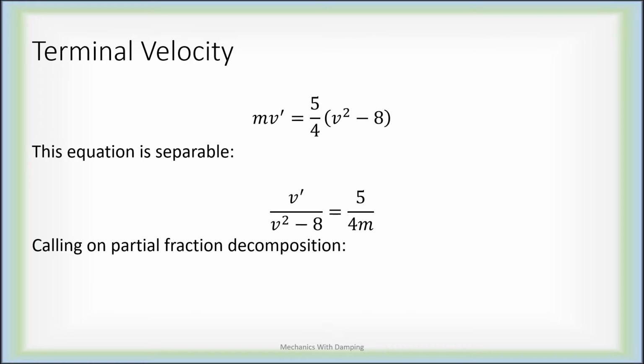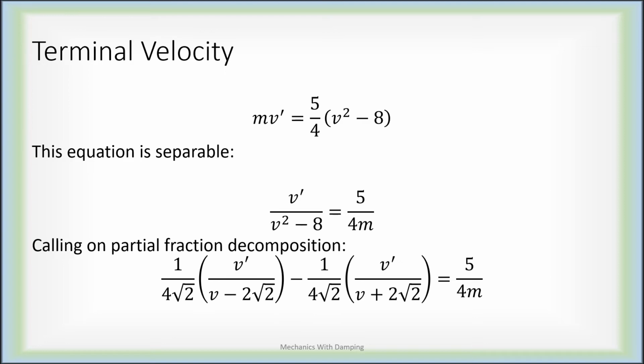With partial fraction decomposition, v prime over v squared minus 8 is going to be adjusted into the following mess: 1 over 4 root 2, v prime over v minus 2 root 2, and the same, minus 1 over 4 root 2, v prime over v plus 2 root 2. Notice that 2 root 2 is just the square root of 8. We're just factoring v squared minus 8 as a difference of two squares, v minus root 8 and v plus root 8. The partial fraction decomposition just works out as follows, but now we can pretty straightforwardly integrate both sides.